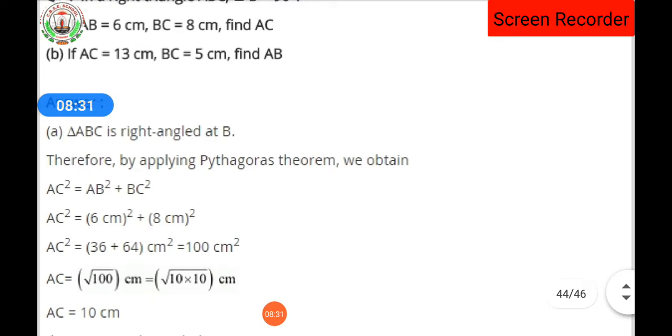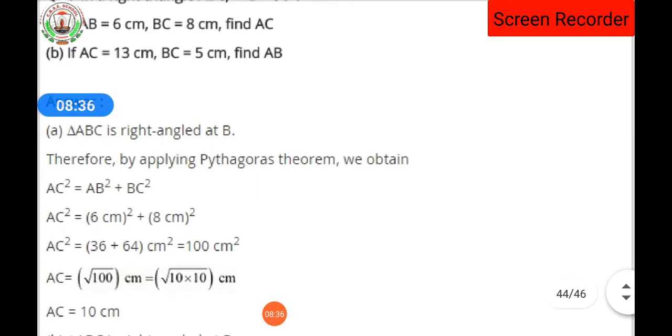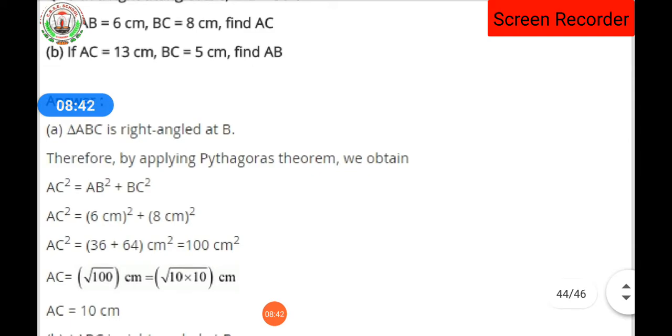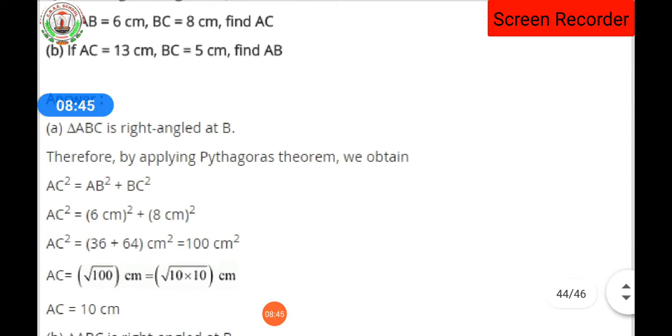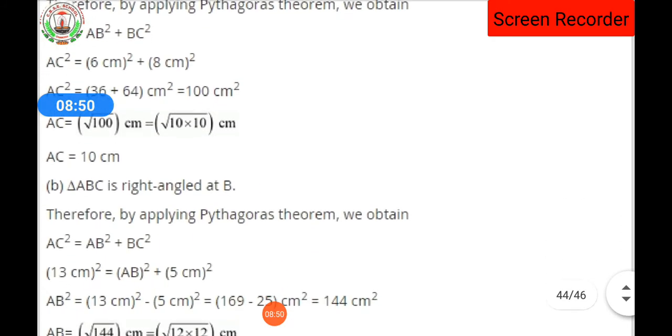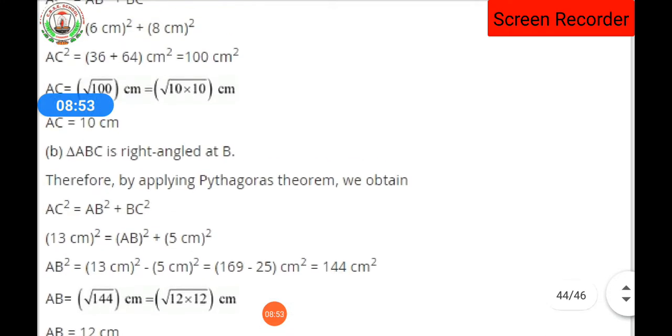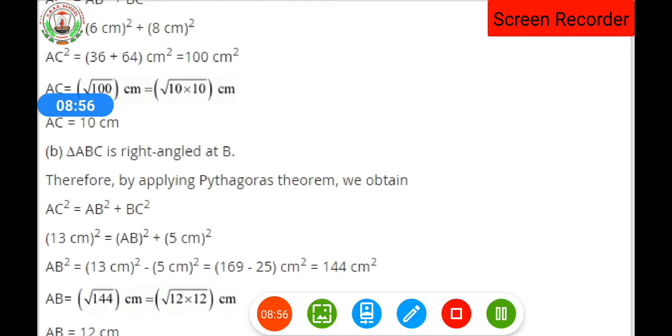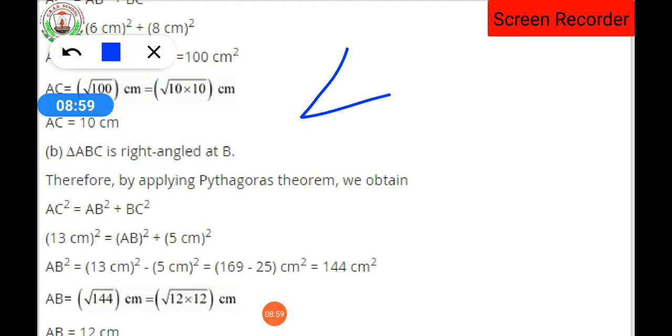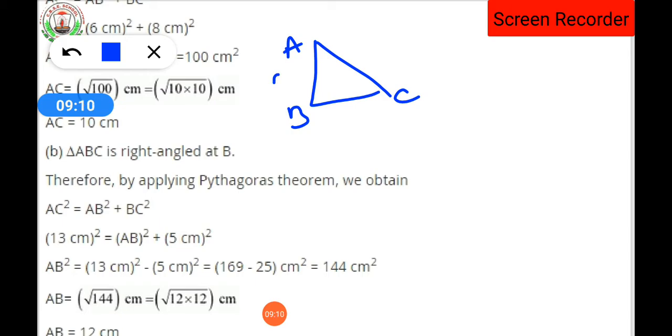In the B part of the question, we are going to use the same method, Pythagoras theorem, to find the answer. But dear student, AC is given here as 13 centimeter, so the hypotenuse is already given. The base is given as 5 centimeter. Here you have to be careful while putting the values. If we draw a triangle, it is a right angle triangle A, B, C, and here you have to find AB.